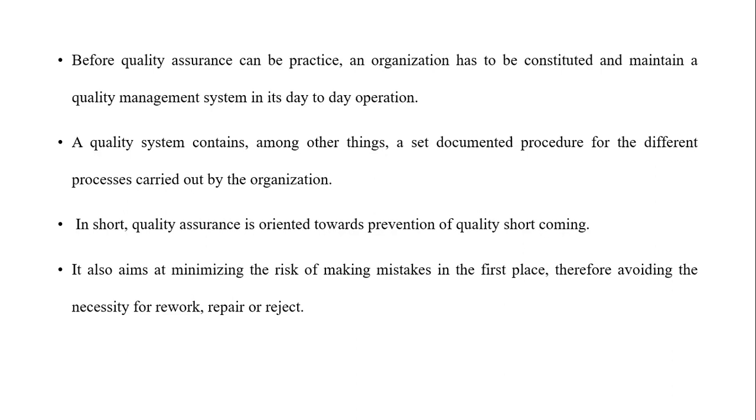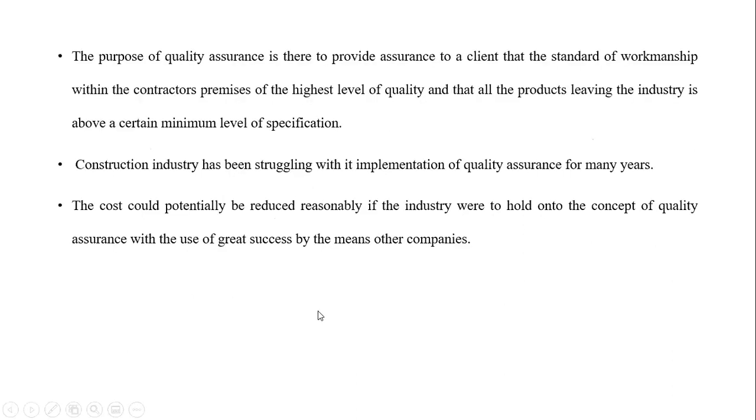So for selecting a system of procedures, the level of quality should be identified, and then which type of material can be adopted can be identified easily, so that you can avoid the repair works or reject works. The purpose of quality assurance is to provide assurance to the client that the standard of workmanship within the contract's premises is of the highest level of quality, and also that the products leaving the industry are above a certain minimum level of specification.